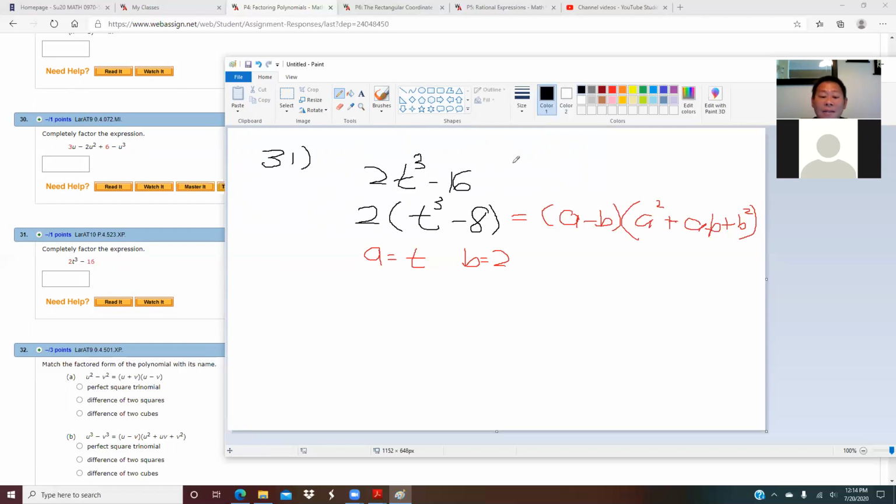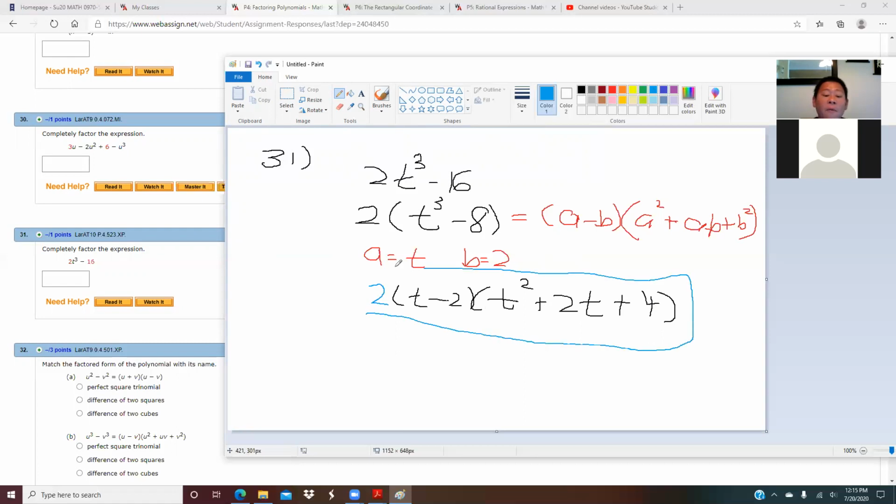Now we know that A is t and B is 2. You plug it inside there. So your answer in this case will be t minus 2, that's A minus B, and then A squared will be t squared, plus AB will be 2t, plus B squared in this case is 4. And do not forget that you factored the 2 out early on, so that 2 has to be put up front here. So this will be your answer for question number 31.